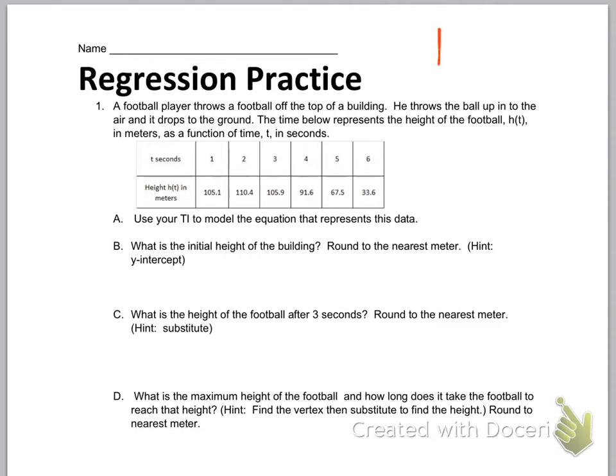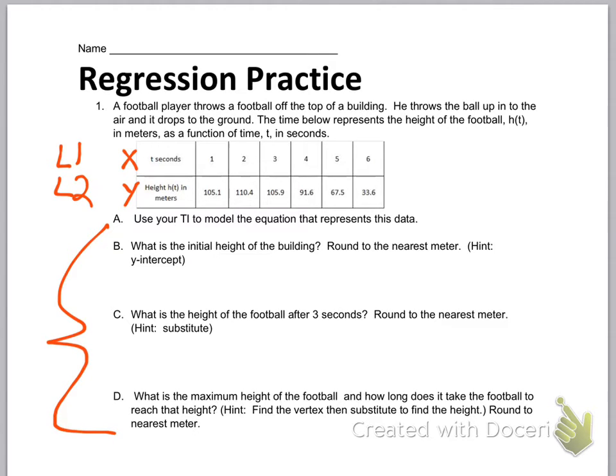So anytime you throw something off a building or throw something anywhere, it's always going to make the shape of a parabola. For this problem, they give us the x values, which are the seconds, and then the y values, which are the height in meters. And so we're going to type the first one into L1 in the calculator and the second list into L2. And then we're going to use that to create an equation and then answer these questions down below.